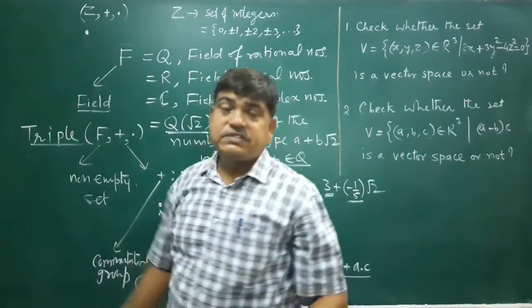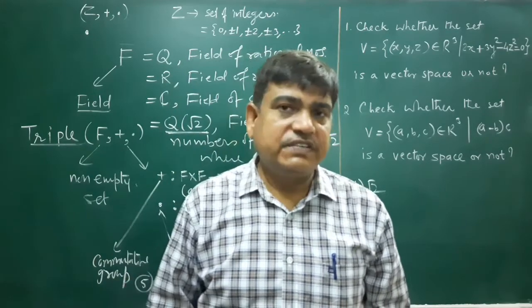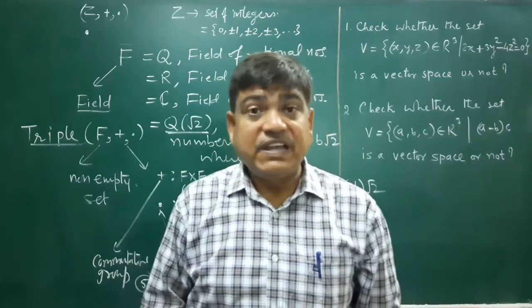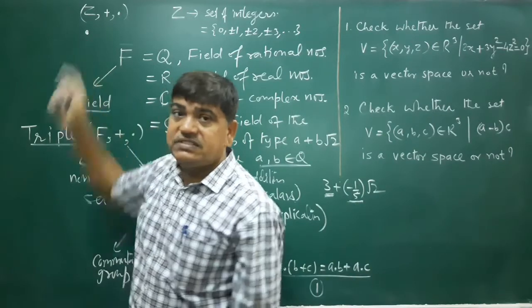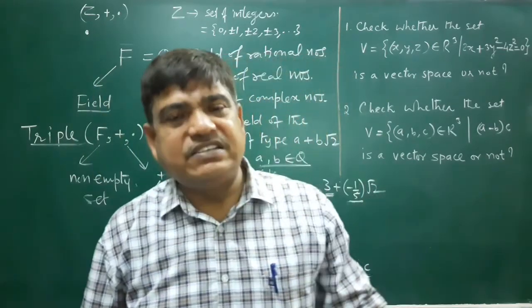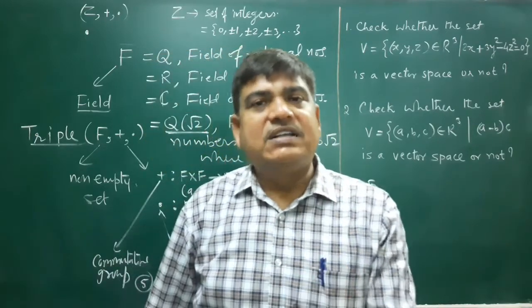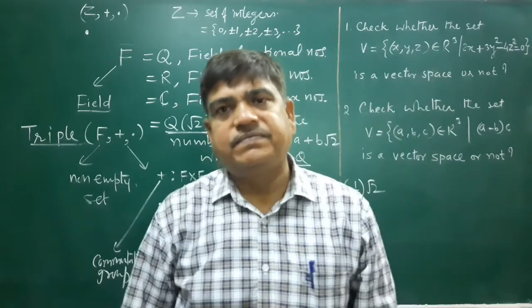Which property holds? That is the closed property. Multiplication is commutative, multiplication is associative, and 1, that is the integer, is the identity element. If you multiply every integer by 1, the answer is the integer itself. So 1 is the identity.